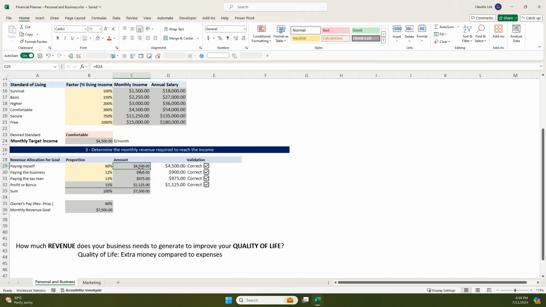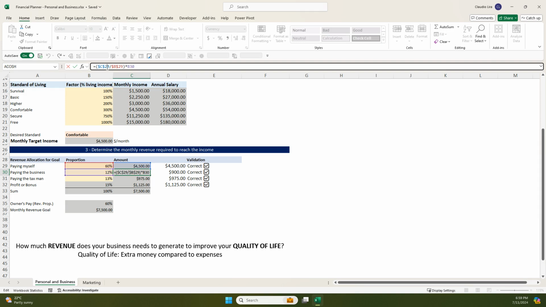And the way that we obtain these items is the 4,500 we can see here is coming from the same target. So for example, if I change this to basic, notice that it changes, and the business revenue changes as well. Let's keep it here at comfortable for the sake of this exercise. So in order to calculate how much your business needs to be making, there is this entire calculation of setting up, knowing the difference, the ratio of the revenue divided by the proportion, and also considering the next item.